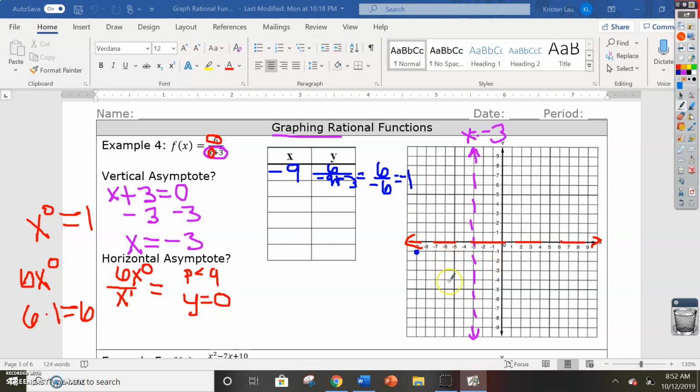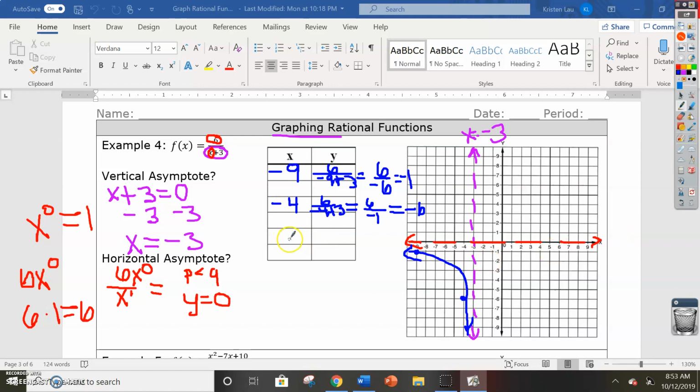So I'm going to pick one more point to the left of my vertical asymptote. So I'm going to pick -4. And I'm just going to write in that next box so it's not all crowded. So then I have 6 over -4 plus 3. So I have 6 over -1. So that's -6. So when x is -4, y is -6. And then I'm going to go ahead and connect my dots, and it's going to look something like that in blue. Okay, now I'm going to do the same thing for the right side.